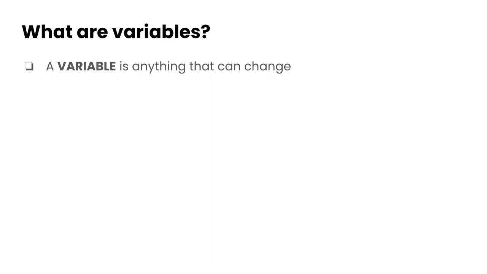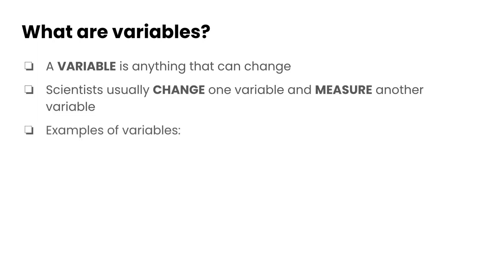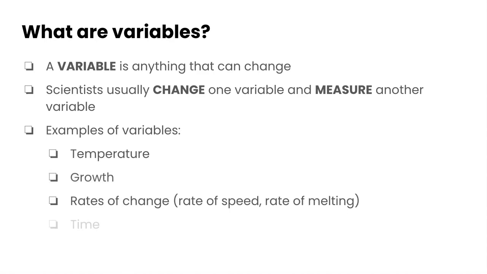First, let's start with what variables are. A variable is defined as anything that can change. And scientists usually change one variable and then they measure another variable. So, some examples of variables could be things like temperature or growth, rates of change, so rate of speed or rate of melting, or time. So, these are all things that could either be changed or could be measured.